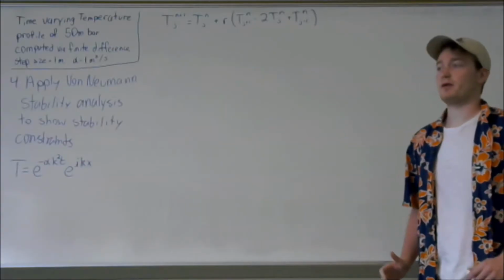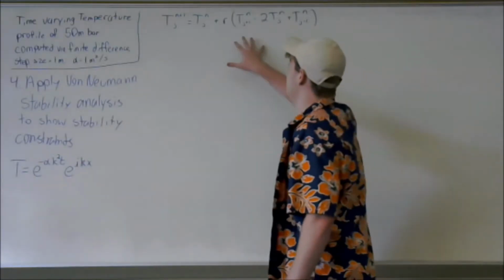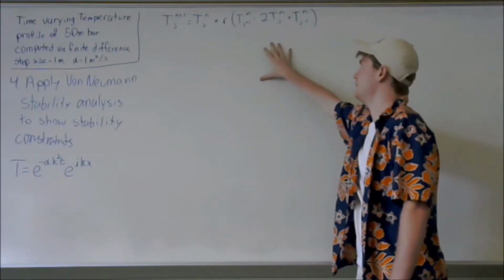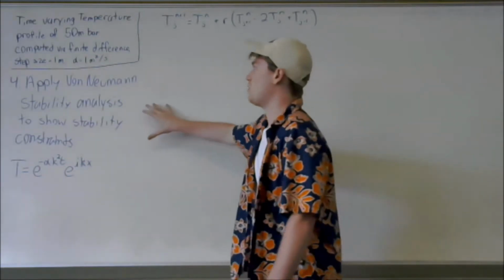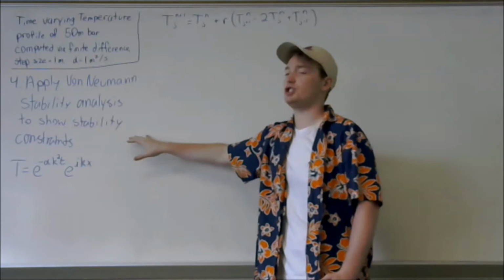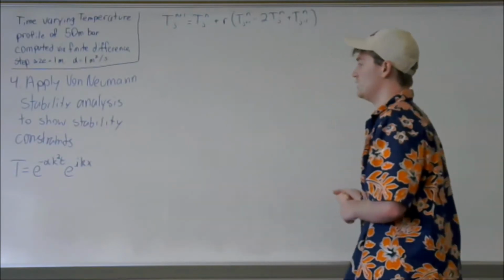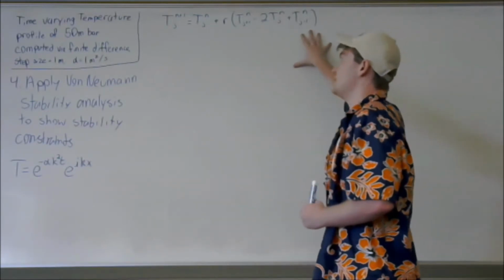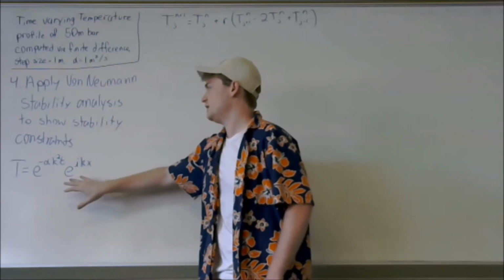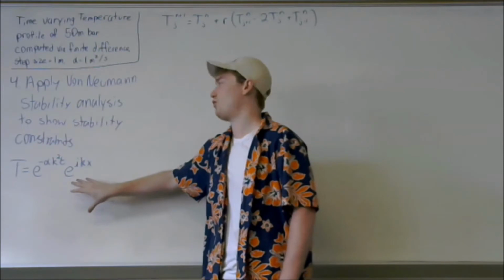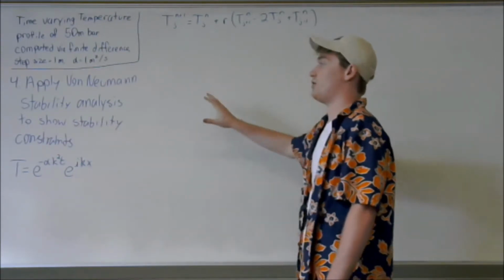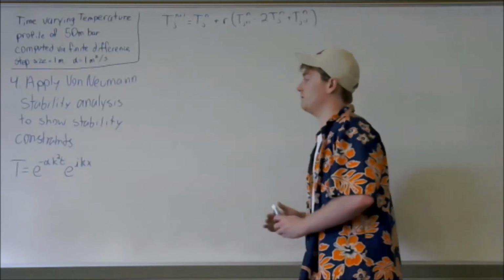So what we saw in part 3 showed that our original equation here had a little bit of instability when we changed the value of R. Now what we want to do for part 4 is to apply our von Neumann stability analysis and show the constraints for our stability. So what I've done here is I've written our original equation up top here, and I've also written the temperature equation that we solved for in part 1 that we showed fits our original heat diffusion equation.